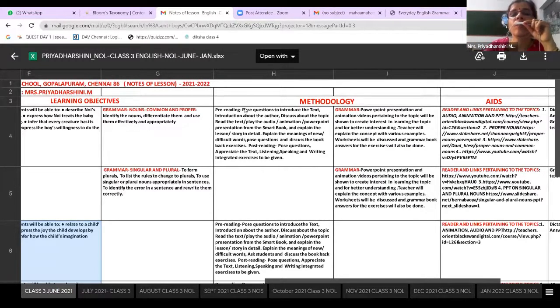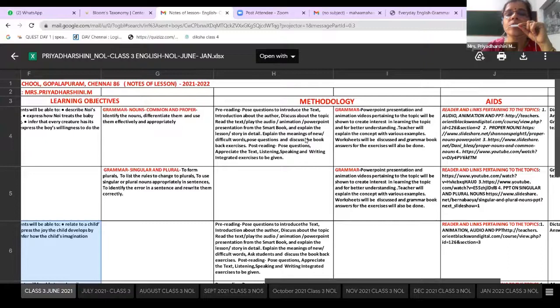Then methodology. Pre-reading: pose questions to introduce the text, then introduction about the author. Okay, 1 or 2 lines about the author, or if you have the picture of the author, you can show the picture and talk about him, discuss the topic, and read the text or play the audio. If you have the option of using the smart class in your rooms, then you can play the audio or the animation also. The children will enjoy. Then PowerPoint presentation, from the smart book, or you yourself can create for the particular lesson, and you can explain the lesson in detail, word by word, paragraph, sentences.